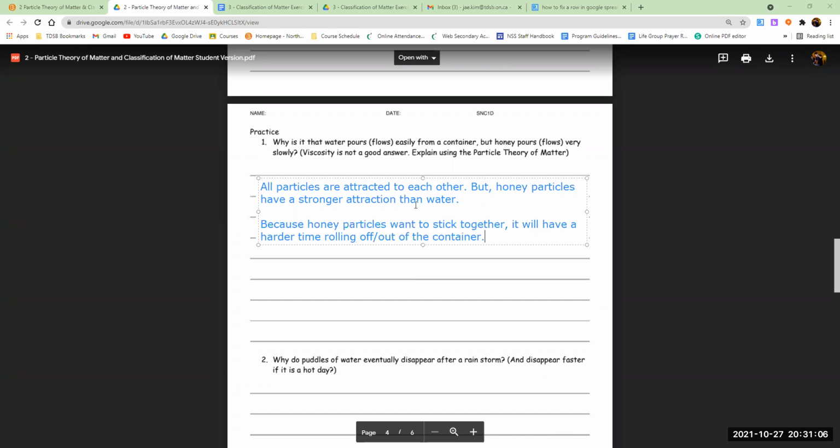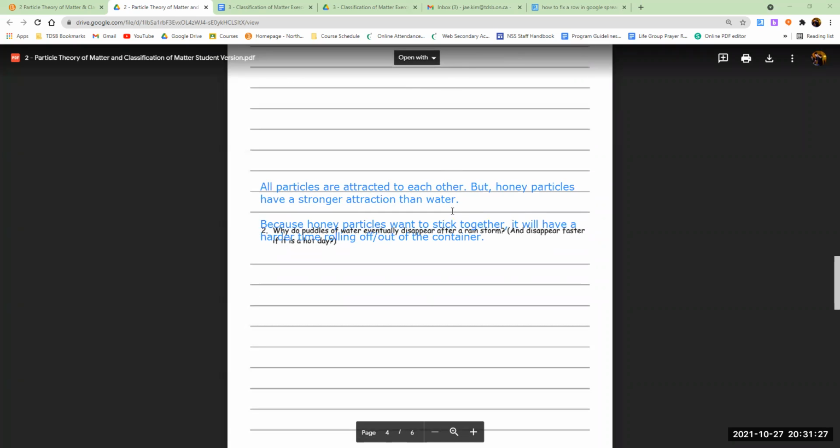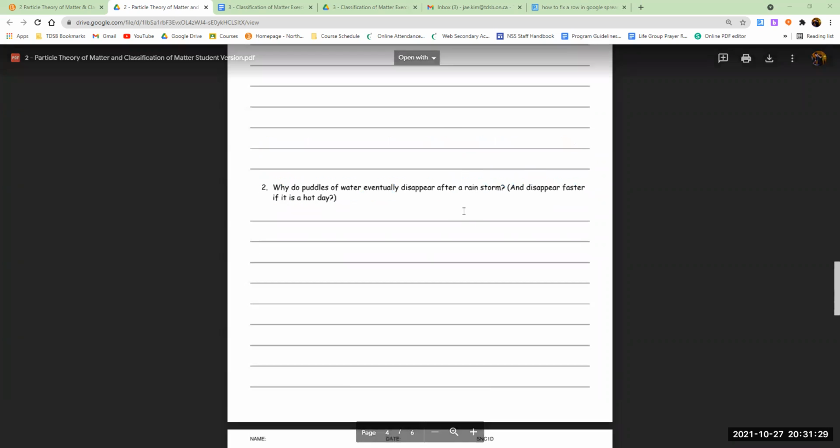Our class had more than one suggestion. Some people talked about maybe it's the temperature that caused it to move faster, but it doesn't say anything about temperature here, so we can assume that the temperature is the same, so that wouldn't quite be accepted. The third example here is pretty cool. Why do puddles of water eventually disappear after a rainstorm?